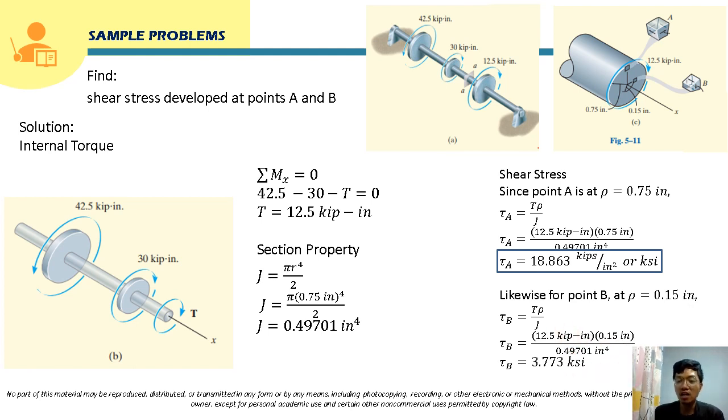So solving this in our calculator, 12.5 times 0.15 over 0.49701. So this is equal to 3.773 ksi. So this will now be the answer for this problem.